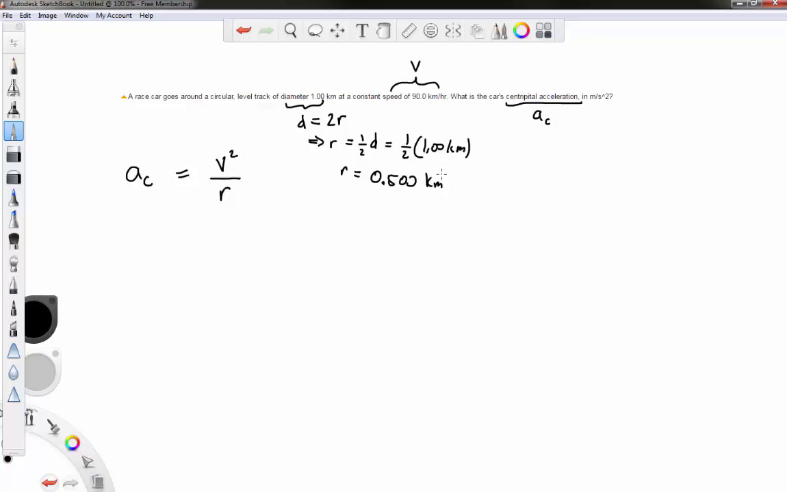Alright, now the next thing is that we want the car's acceleration in meters per second squared. So let's go ahead and plug these things in and see what we get out before doing anything else. A centripetal is v squared, so that would be 90.0 kilometers per hour. We've got to square that. And then we're going to divide by the radius, which is 0.500 kilometers.